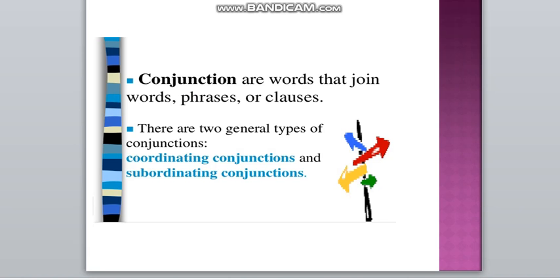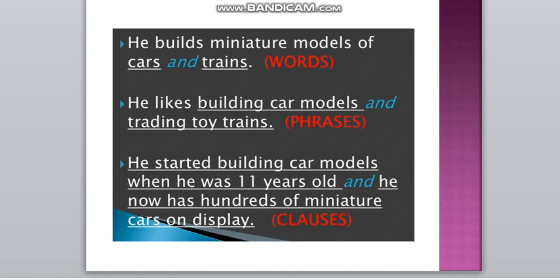Now, there are two general types of conjunctions, children: coordinating conjunctions and subordinating conjunctions. Now, in this class, we are going to learn about the coordinating conjunctions and compound sentences, how to use compound sentences. Now, here I've given three sentences for all of you.